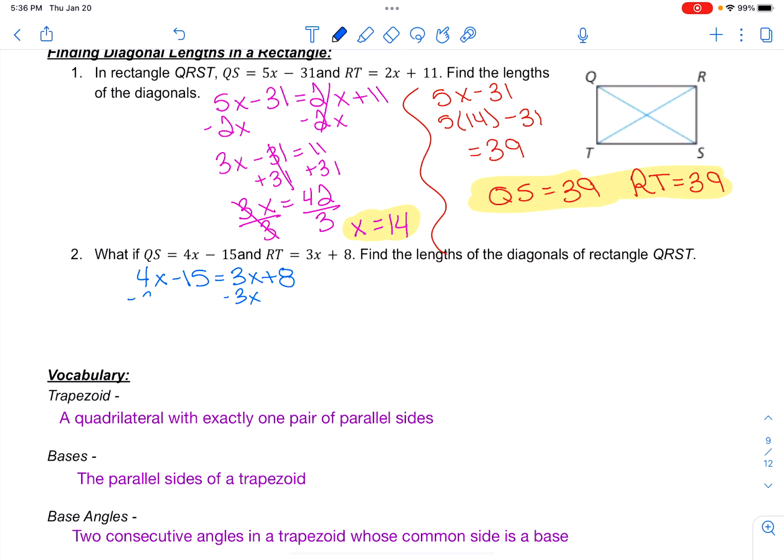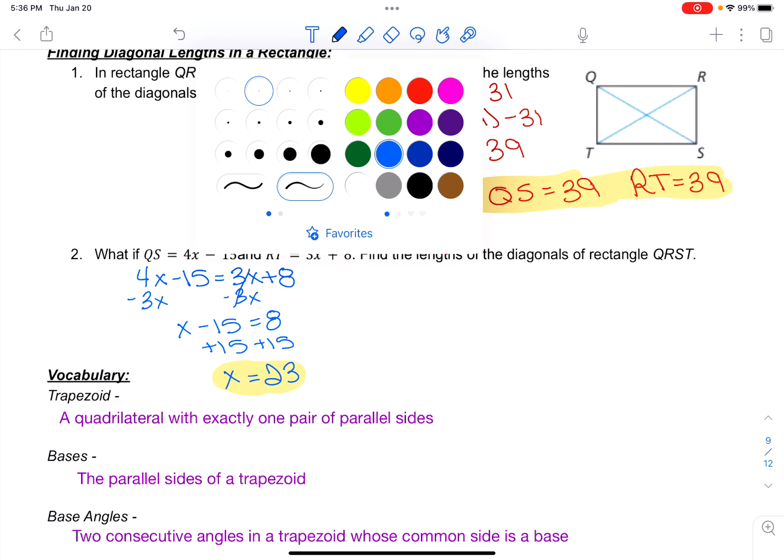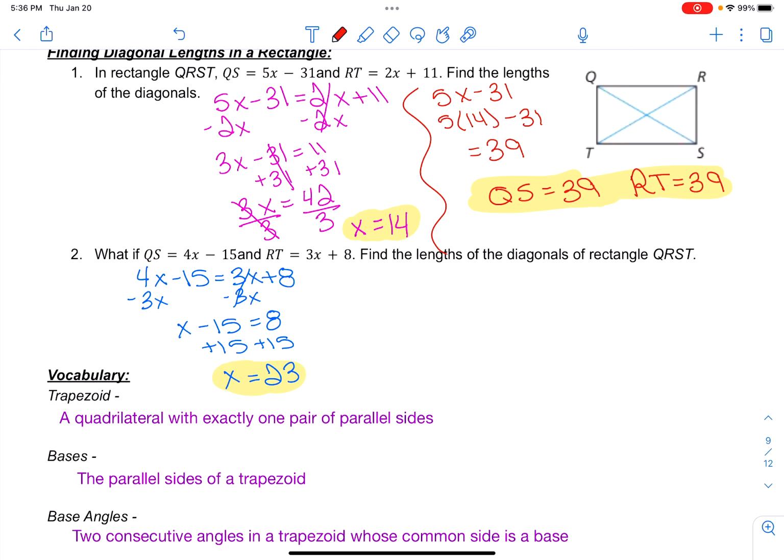We want to get our x's together. So we subtract 3x from both sides. We get x minus 15 equals 8. And then we just add that 15 to both sides, and we get that x equals 23. Again, remember that's not all we have to do. We also need to find the lengths of the diagonals.